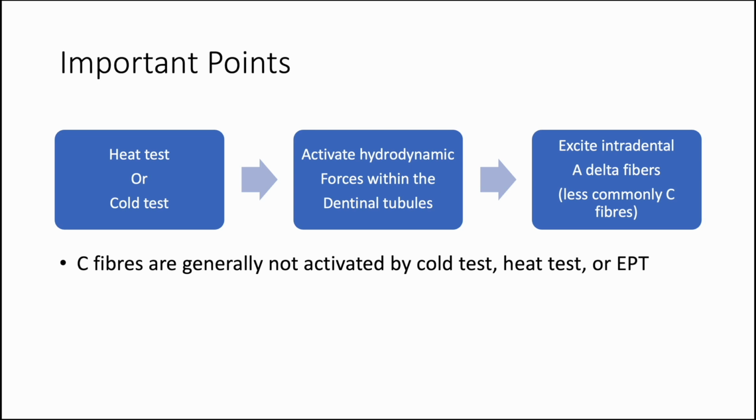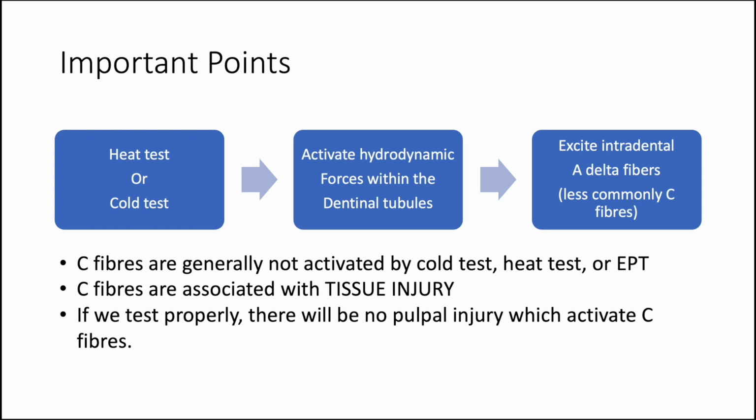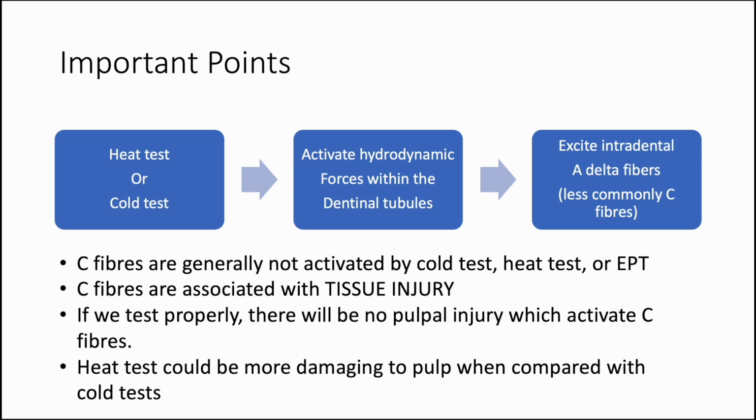The C fibers are generally not activated by cold test, heat test, or EPT. The C fibers are associated with tissue injury only. If we test properly, then there will be no pulpal injury which activates C fibers. Heat test could be more damaging to the pulp when compared to the cold test.